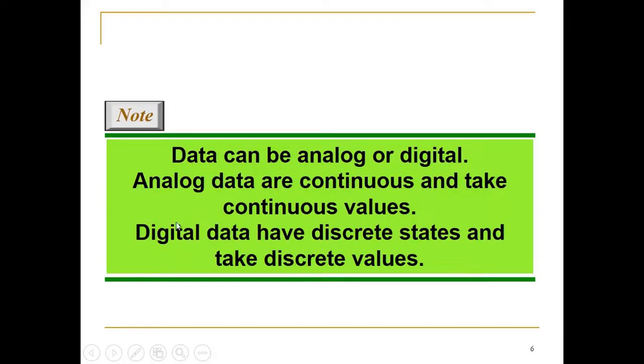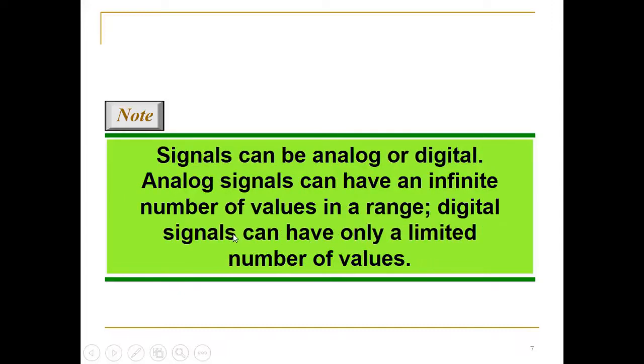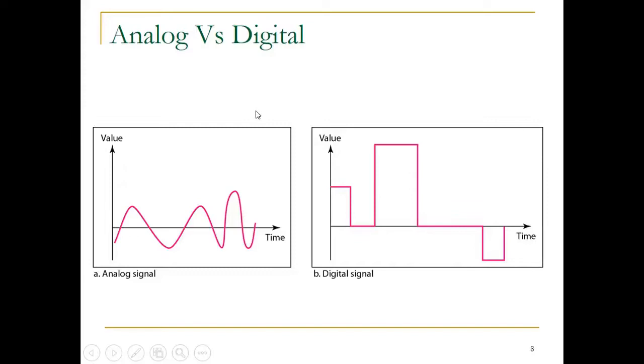So you have data having discrete states and taking on discrete values. And for signal representation, you would have signal being either analog or digital. When it comes to analog, it would have an infinite number of ranges because it is continuous. Whereas the digital signal would only have a limited number of values, in this case either 0 or 1. So here are examples of what analog and digital signals look like.